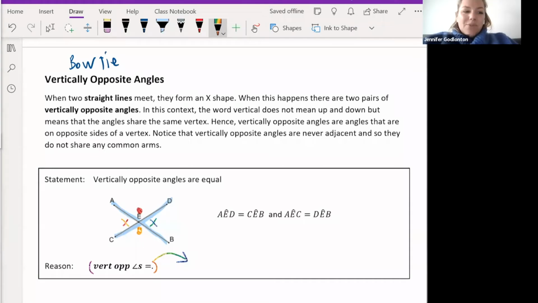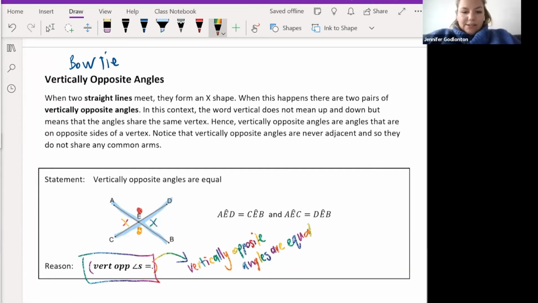Remember, in some of your classes, you may need to write the full words depending on your teachers. If your teachers want all the words, it would be vertically opposite angles. But this is perfectly acceptable to write.